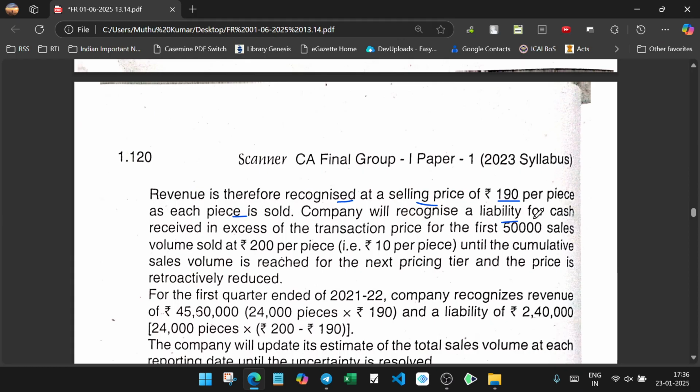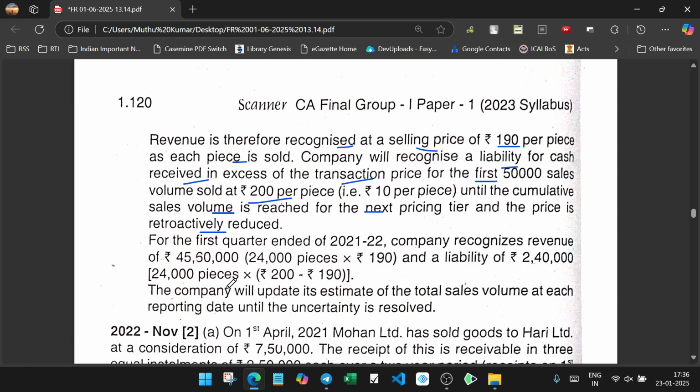The company will recognize a liability for cash received in excess of the transaction price for the first 50,000 sales, as the volume was sold at 200 per piece, so 10 per piece will be refunded if the cumulative sale volume reaches the next pricing tier and the price is retrospectively reduced. So in the first quarter the company recognized revenue of 24,000 into 190, and a liability of 2 lakh 40,000.